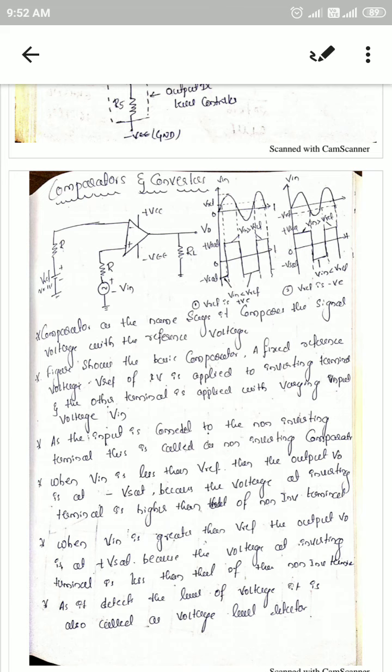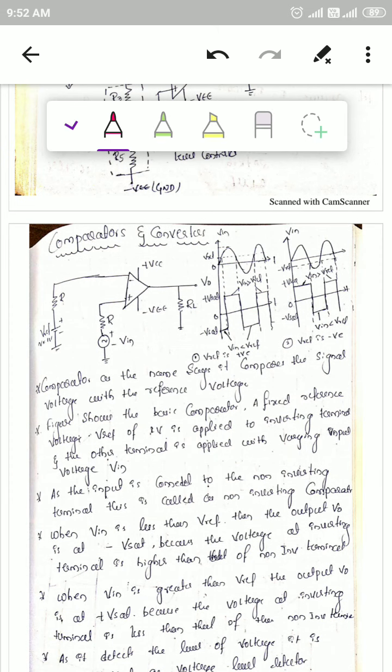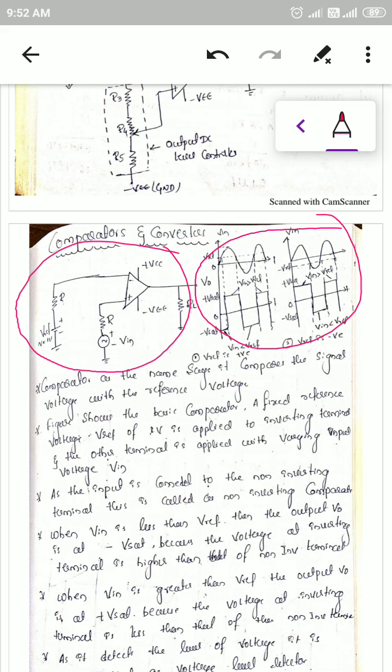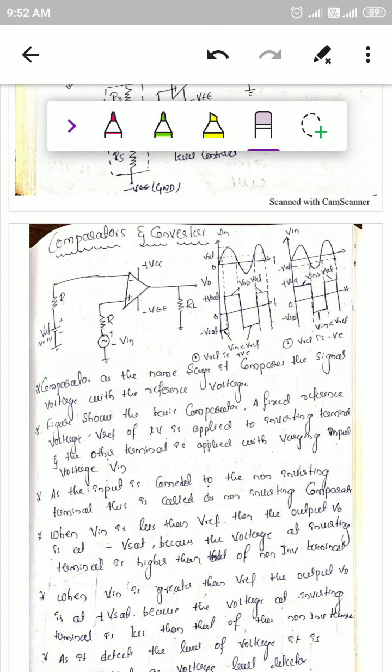Next is the comparators. So comparators and converters. I think we have already done experiments in the laboratories regarding comparator networks. The comparator is the main function. This is the equivalent circuit of a comparator, and its output voltage for the inverting and non-inverting configurations. The main function of the comparator is to compare the input signal with a reference voltage and produce the output voltage.